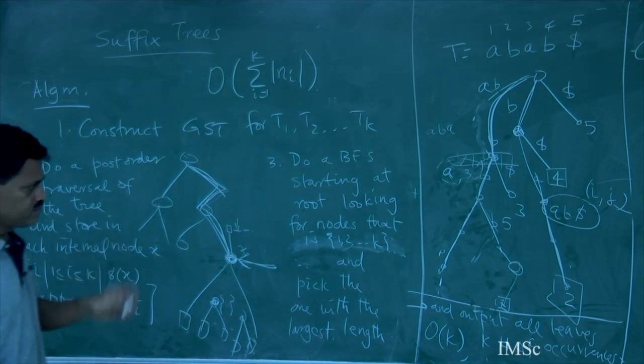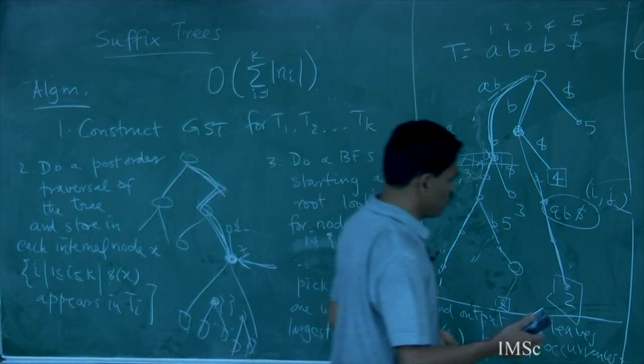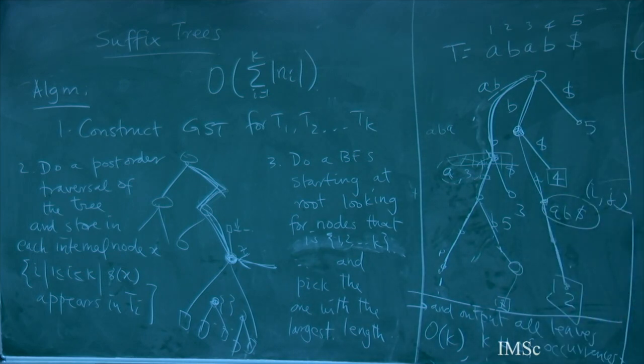Okay. So, for looking for palindromes and all kinds of things, generalized suffix trees are a bit more useful than just suffix trees. You concatenate and do something. You get a lot of information about all substrings of all texts in the suffix tree.